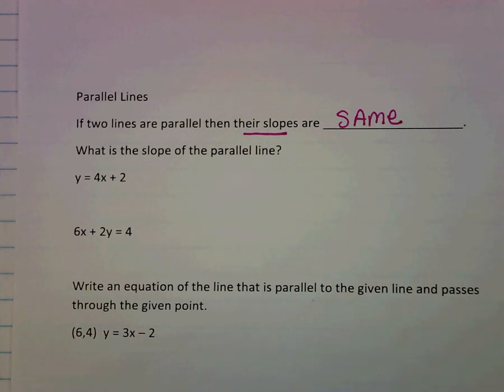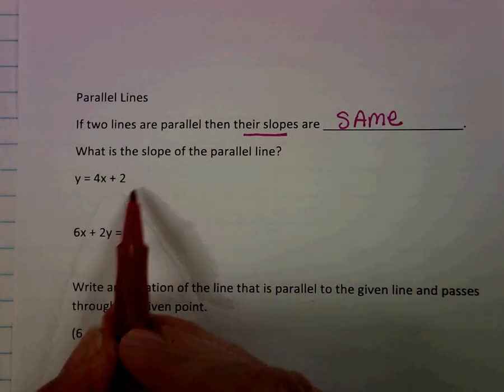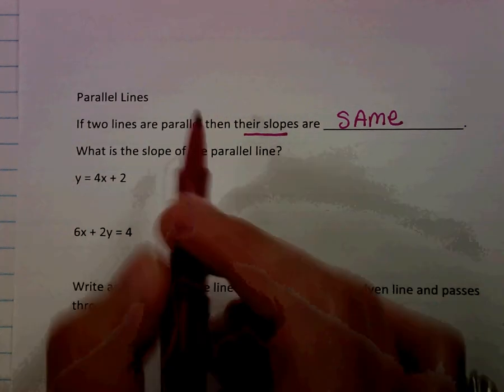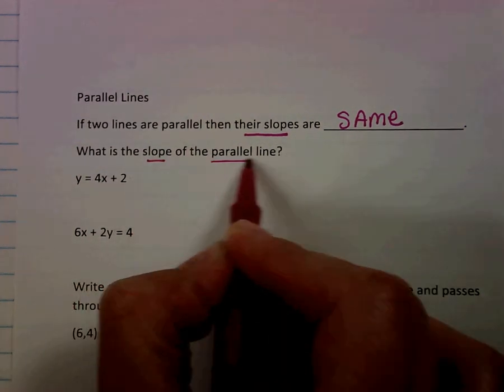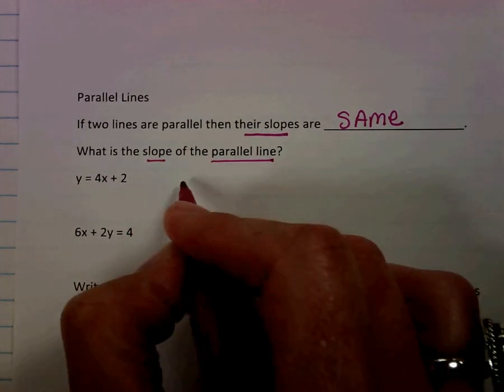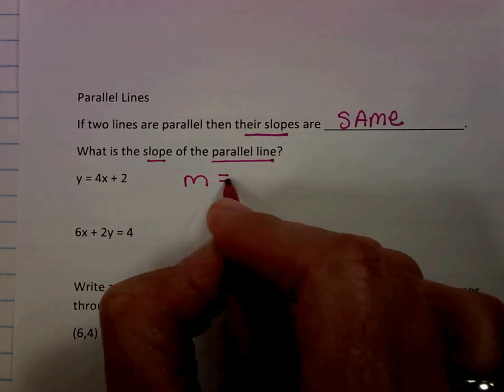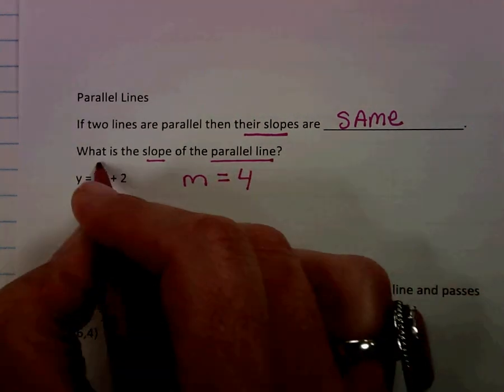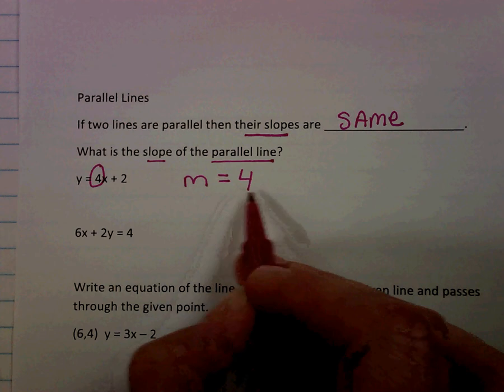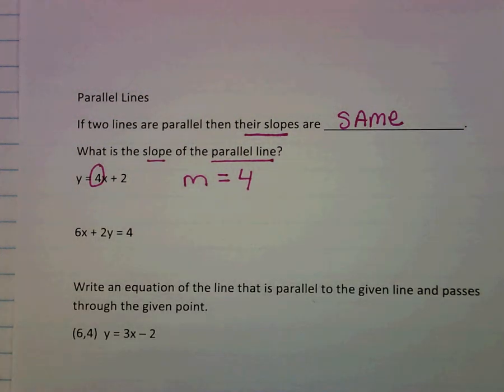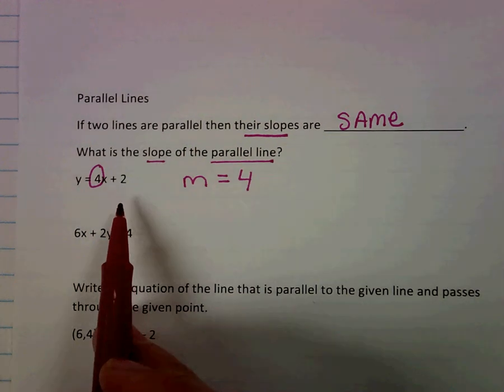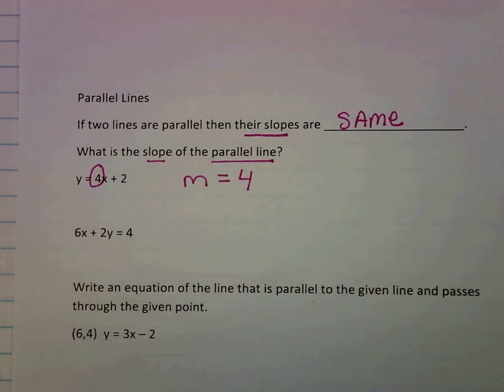change. So let's look at this equation right here. All I want to know is, what is the slope of the parallel line? Well, the slope of the parallel line would simply be 4. Our slope is 4. So our other line, our parallel line, would also have a slope of 4. Notice it will not have the same y-intercept. If it has the same y-intercept, then it's the same line.